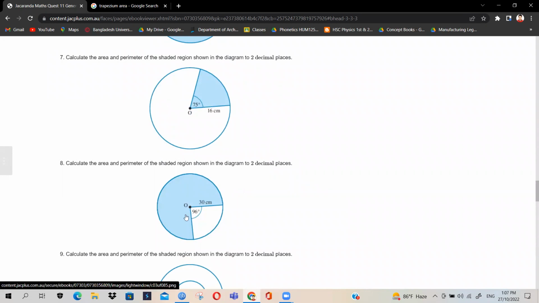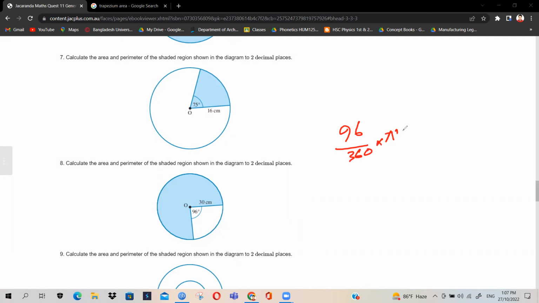Now calculate the area and perimeter of the shaded region shown in the diagram. So now there is a twist. Tell me what is the twist here? It's inverted. Yes, it's sort of inverted. So you could do one thing: you could calculate 96 upon 360 times pi r squared, but in that case you have to subtract it from pi r squared. Another thing you could do is 360 minus 96 upon 360 times pi r squared. Either way, you will get the same answer, because both of them are the same thing.